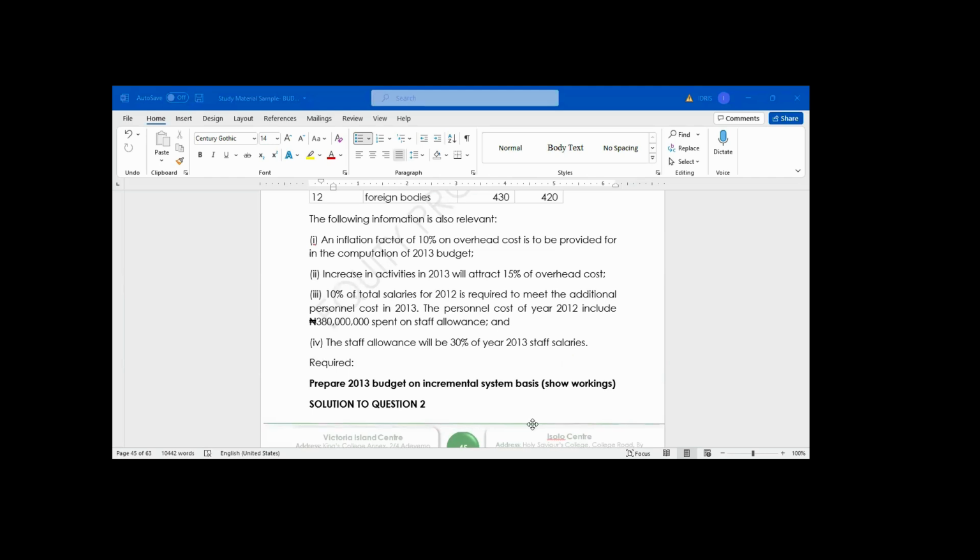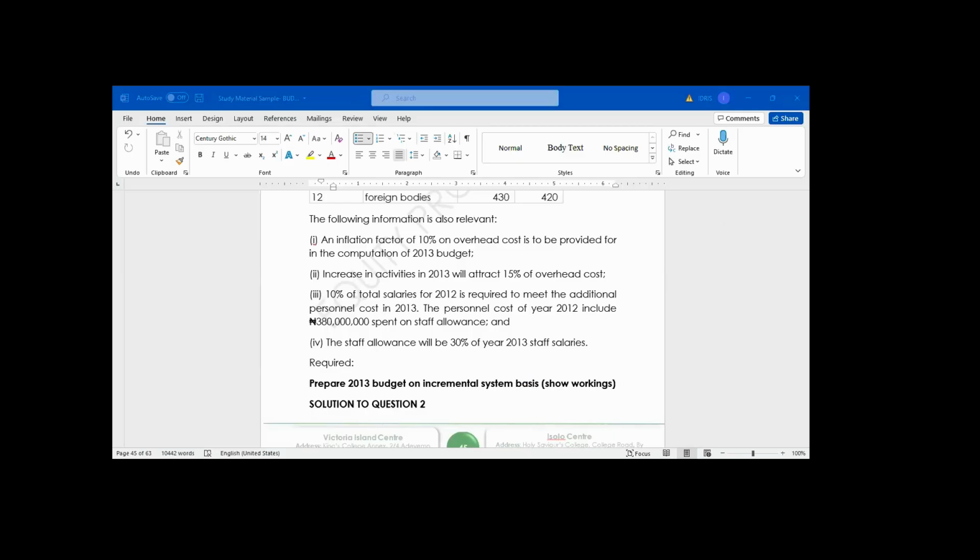Now, we are asked to prepare the 2013 budget on incremental basis, and we are told to show all workings.